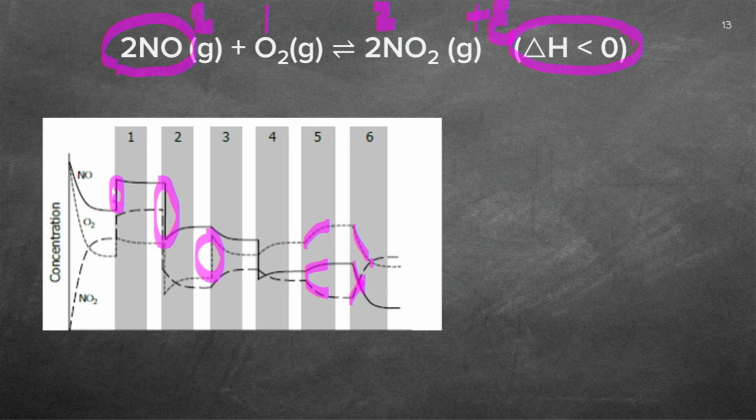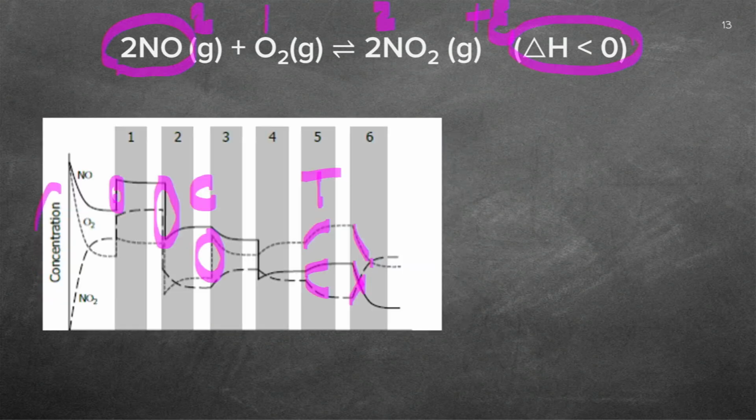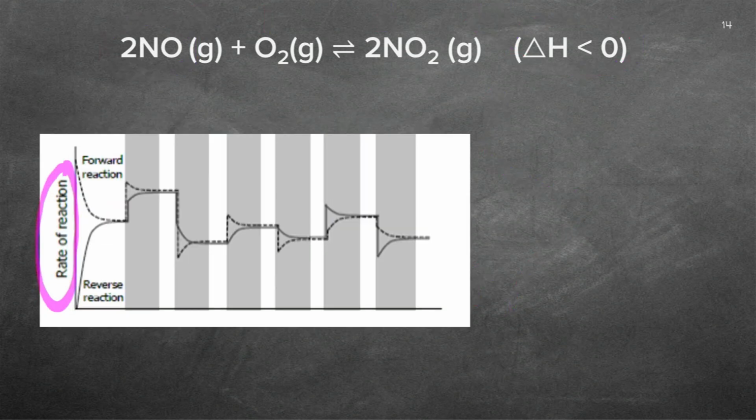So you need to see if it spikes, it's concentration, and if it's up and down, it's the temperature that's being changed. Remember to have a look, is it the rate of reaction or, as in the previous one, the concentration? Be careful. If it's concentration, it's reactants and products. And if it's rate of the reaction, it's the reverse and the forward reaction.